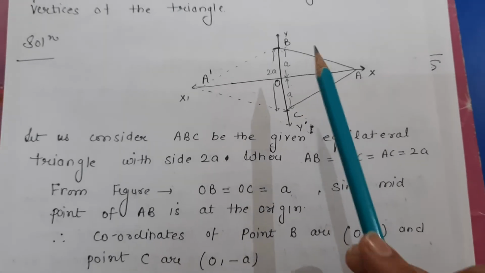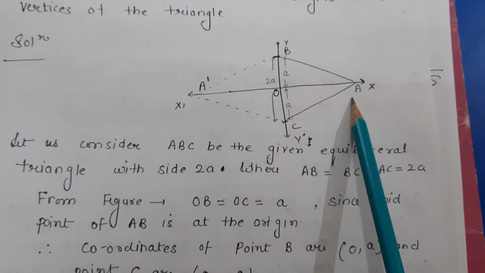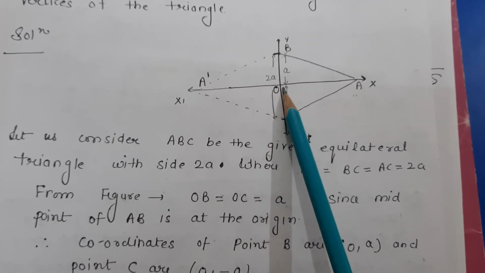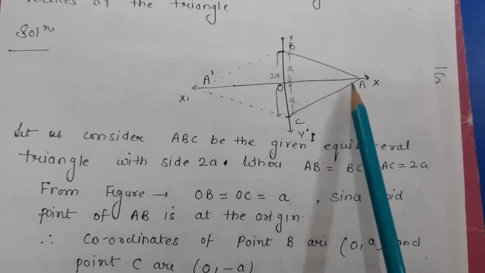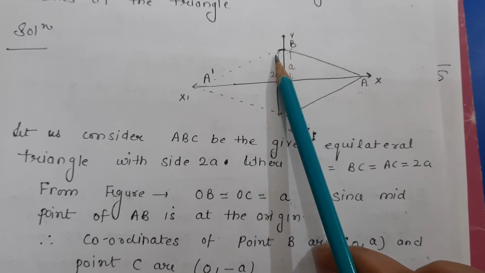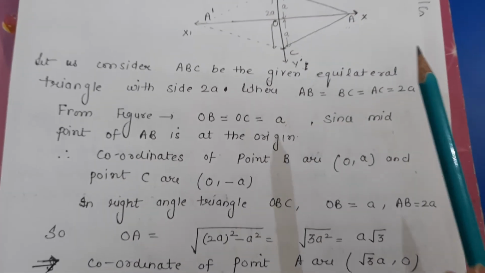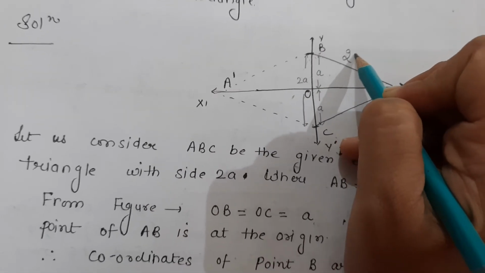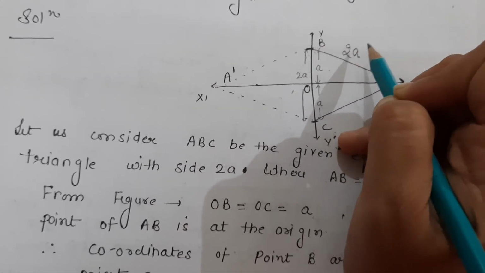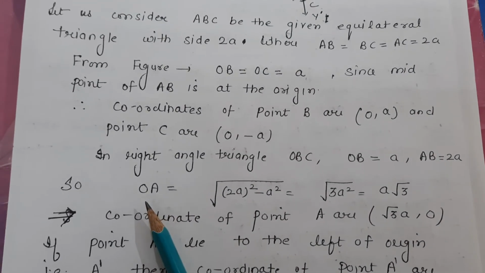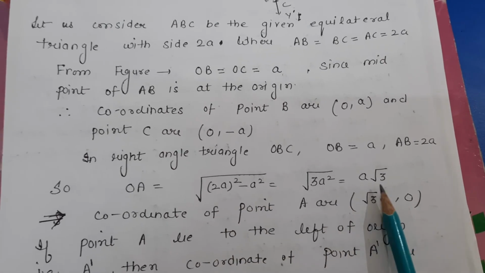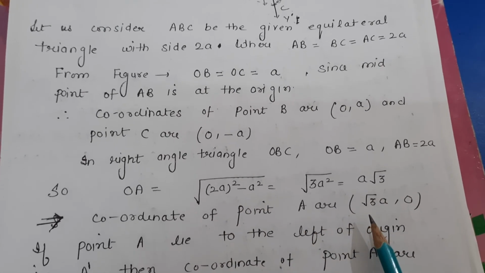Now you have to find the coordinate of A. A point is on the x-axis, right? So its y coordinate will be 0, for which you need to find the distance OA. Clearly triangle OBA is a right angle triangle and this AB is 2a. So hypotenuse squared, 2a whole squared, will be a squared plus OA squared. From here OA is root of 2a squared minus a squared. So that is a root 3. So the coordinate will be (root 3 a, 0).